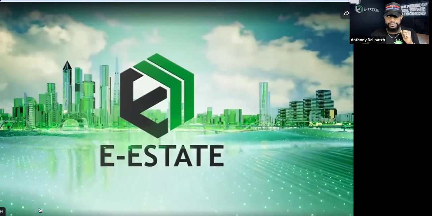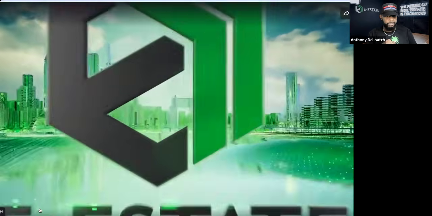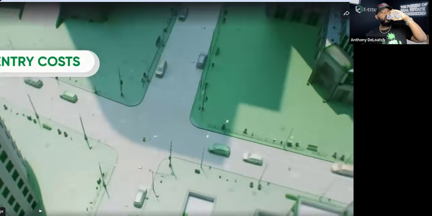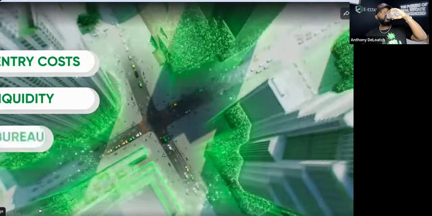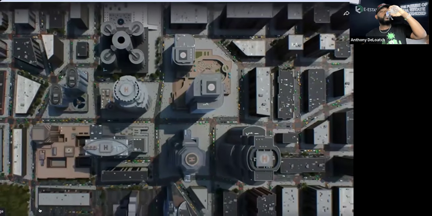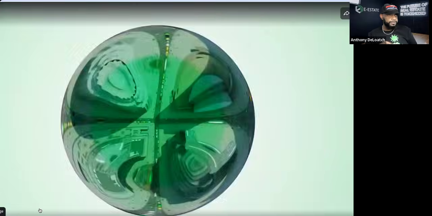The future of real estate investment starts here. The real estate market is long overdue for change. High entry costs, low liquidity, bureaucracy, and hidden fees have made traditional property investment complex and inaccessible. E-estate is redefining the industry.